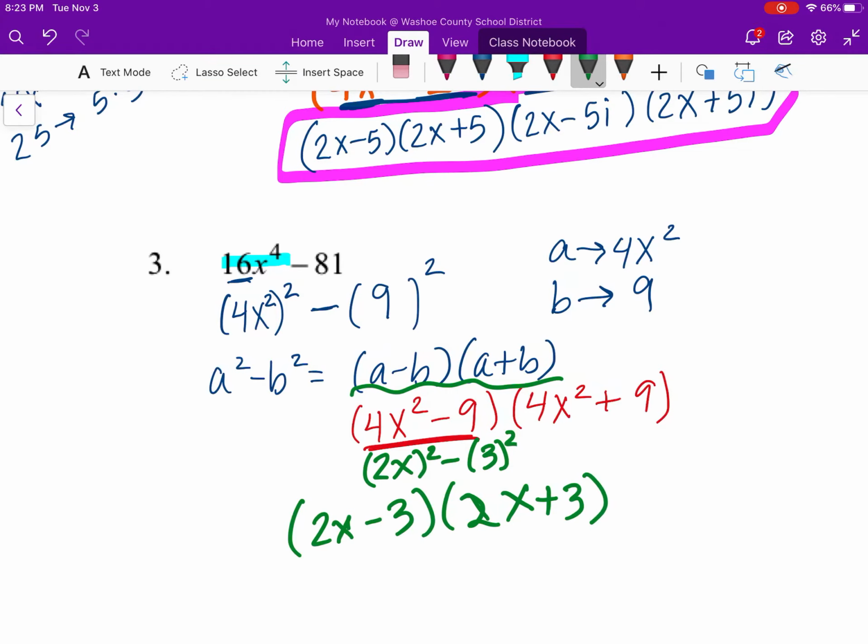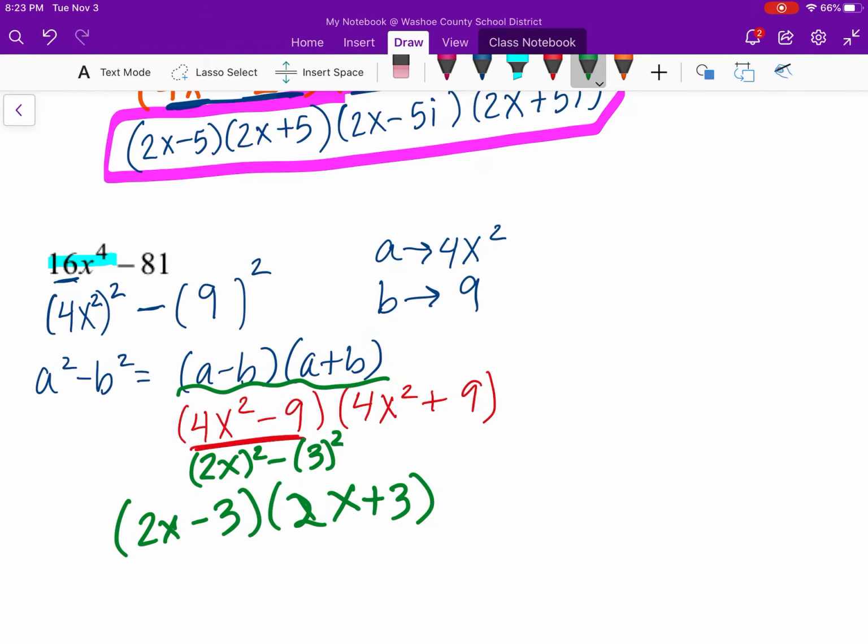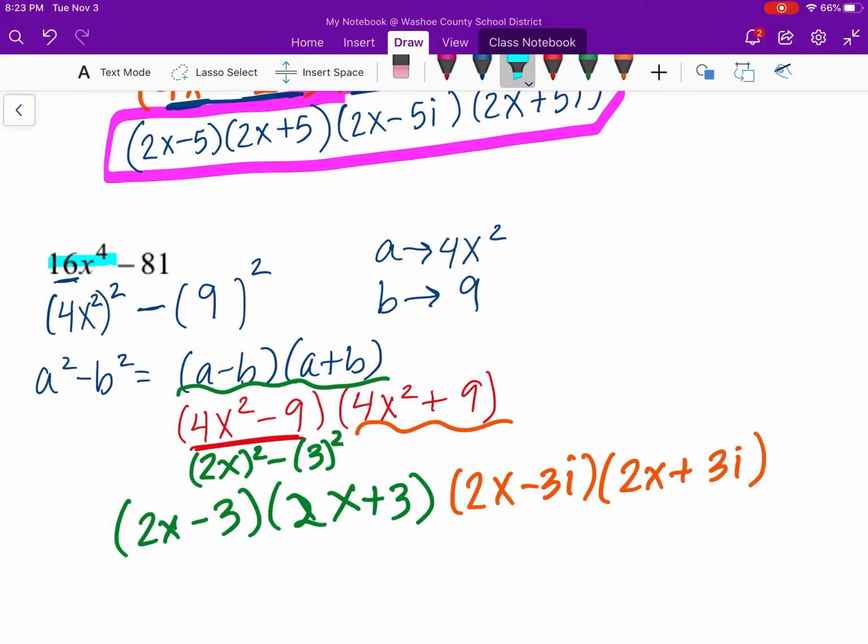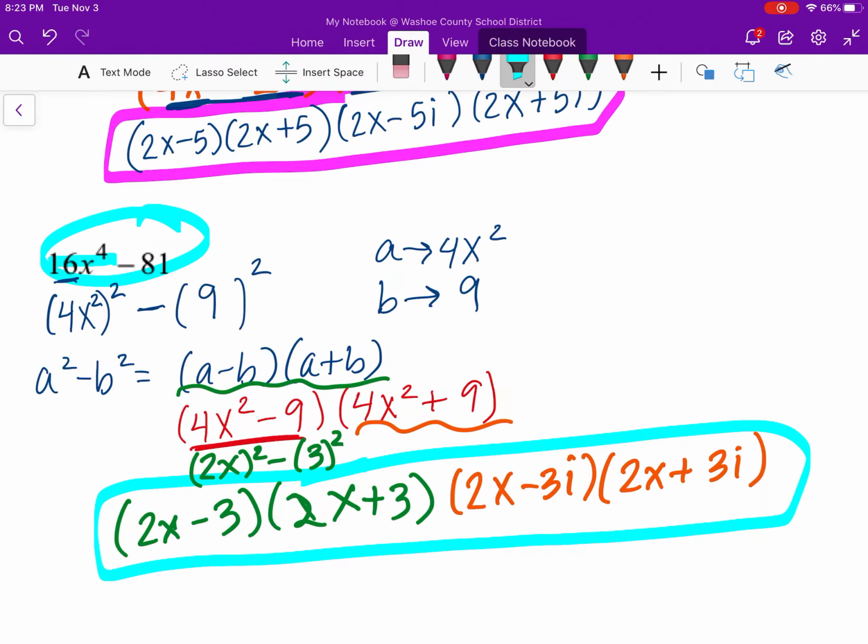2x plus 3. And then I'm going to do the same thing with this one. This time it's a sum of squares, so I know I need some imaginary numbers. So I have 2x minus 3i and 2x plus 3i. And again, this 2-term polynomial factored out into 4 factors.